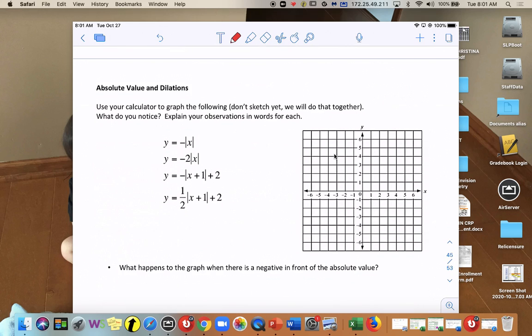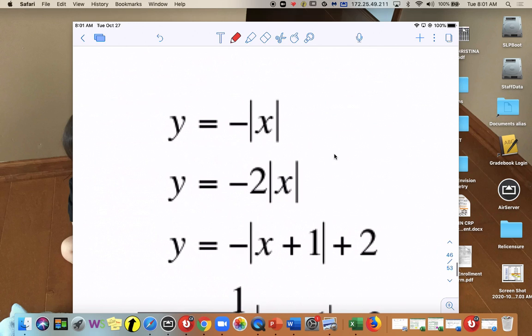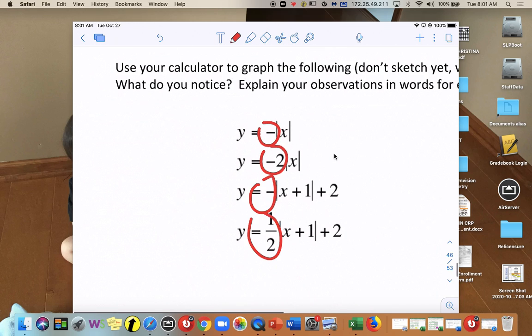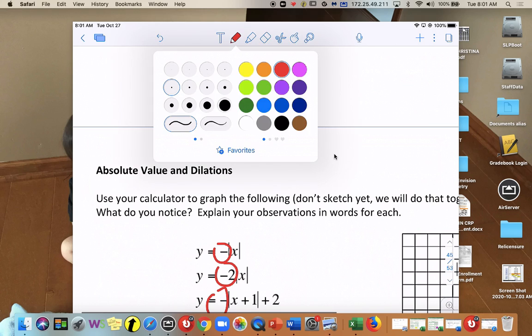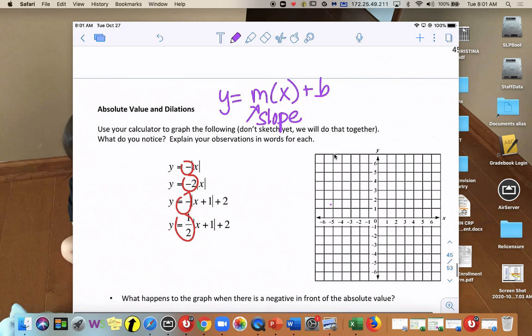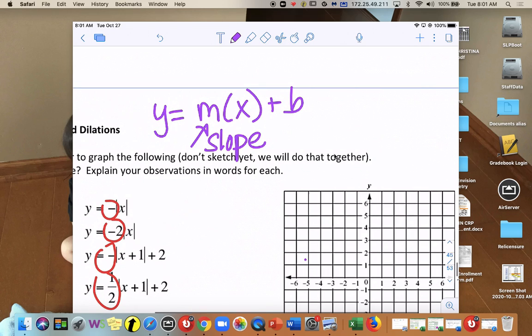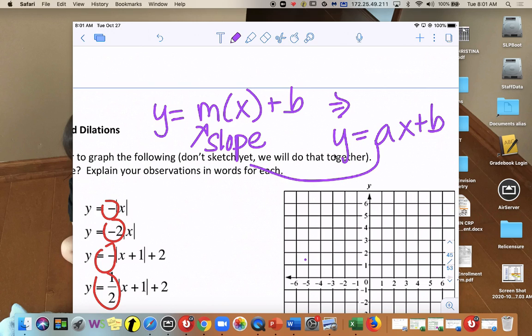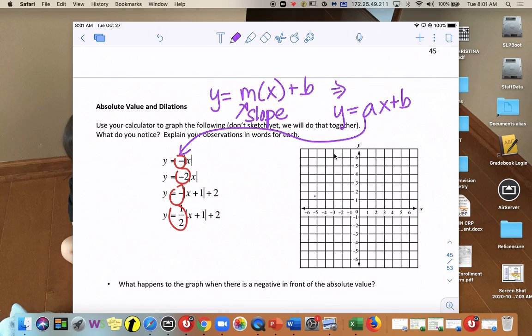So the new part is we're going to take a look at something called dilations. We're going to take a look at the a value of the graph, which is the number in front of the parentheses. We have taken a look at this number before. In a linear equation, the number in front of the parentheses with the x in it is the slope. We don't call it the slope in nonlinear functions, but we do call it the a value. Another way that you see this written out for linear functions is y equals ax plus b, and that a translates to the slope in functions that are not linear.